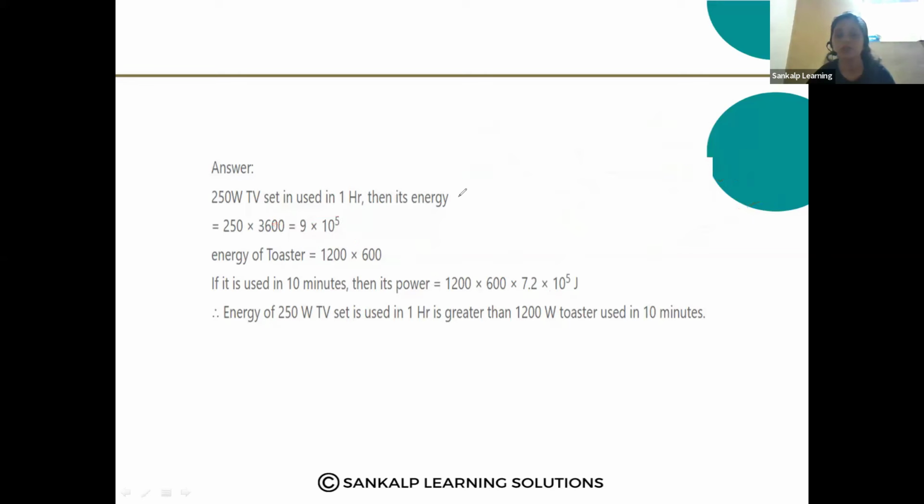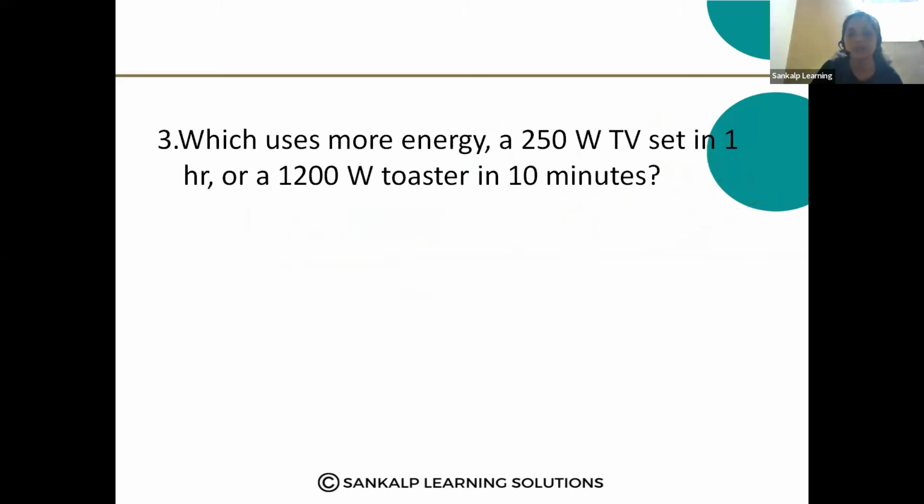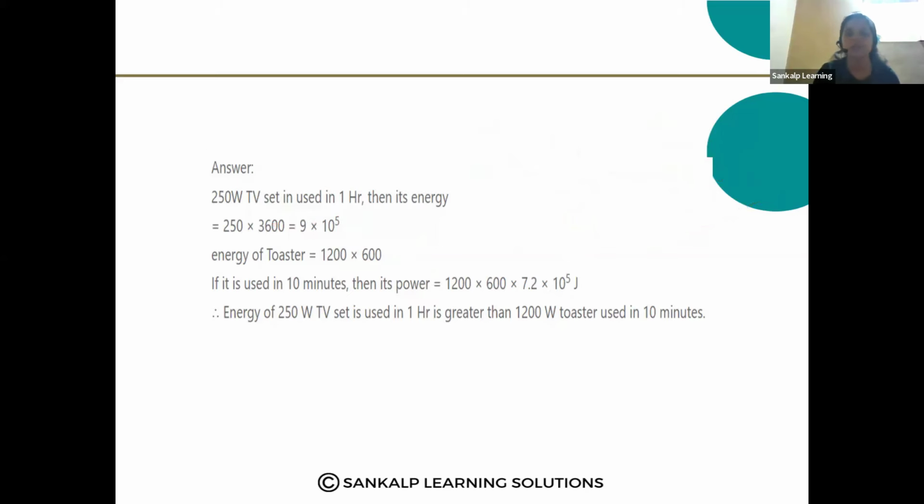So then which is using more energy in this? Which one has used more energy? That is the 250 watt TV set in 1 hour, right? So how much did it come to? 9 into 10 raised to 5. So the TV used more energy than the toaster. Okay.